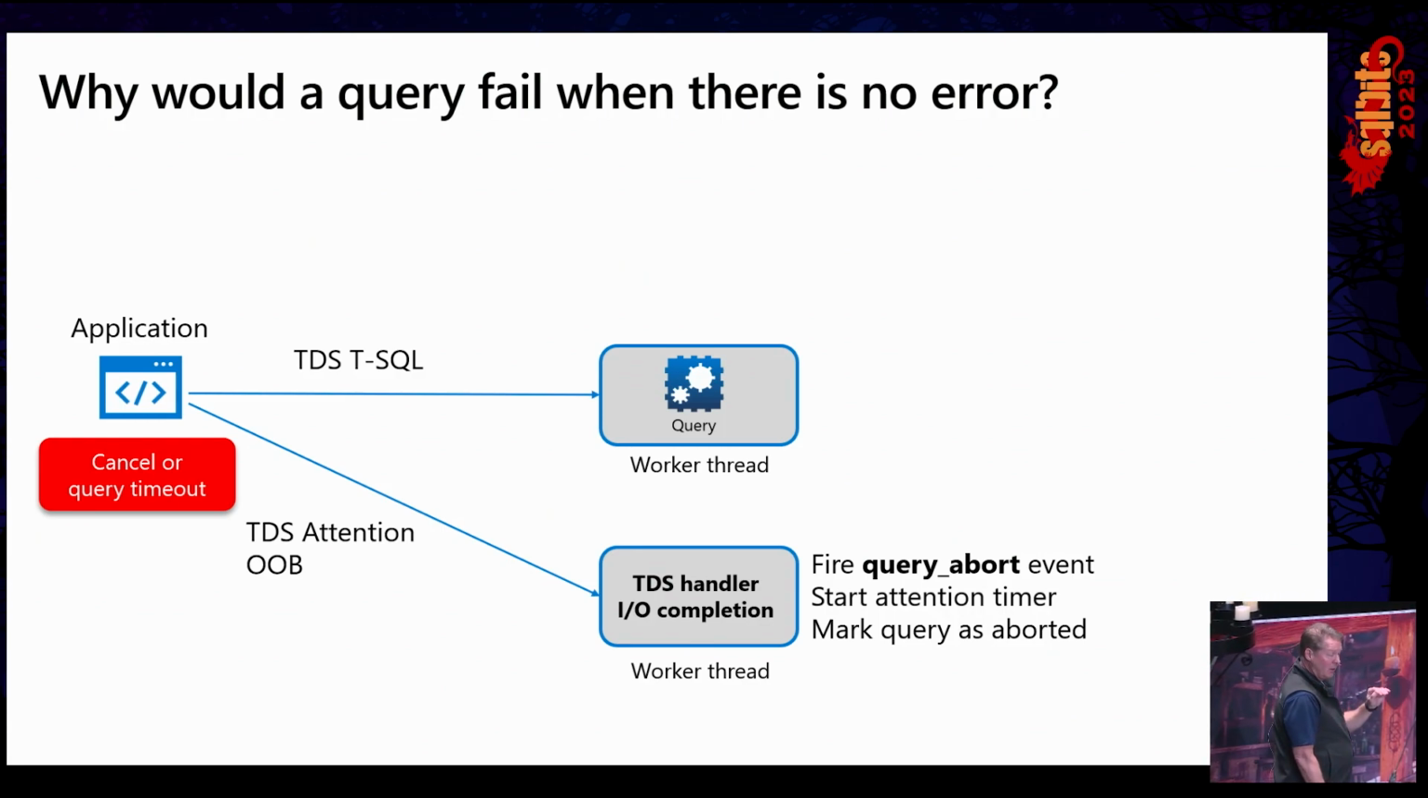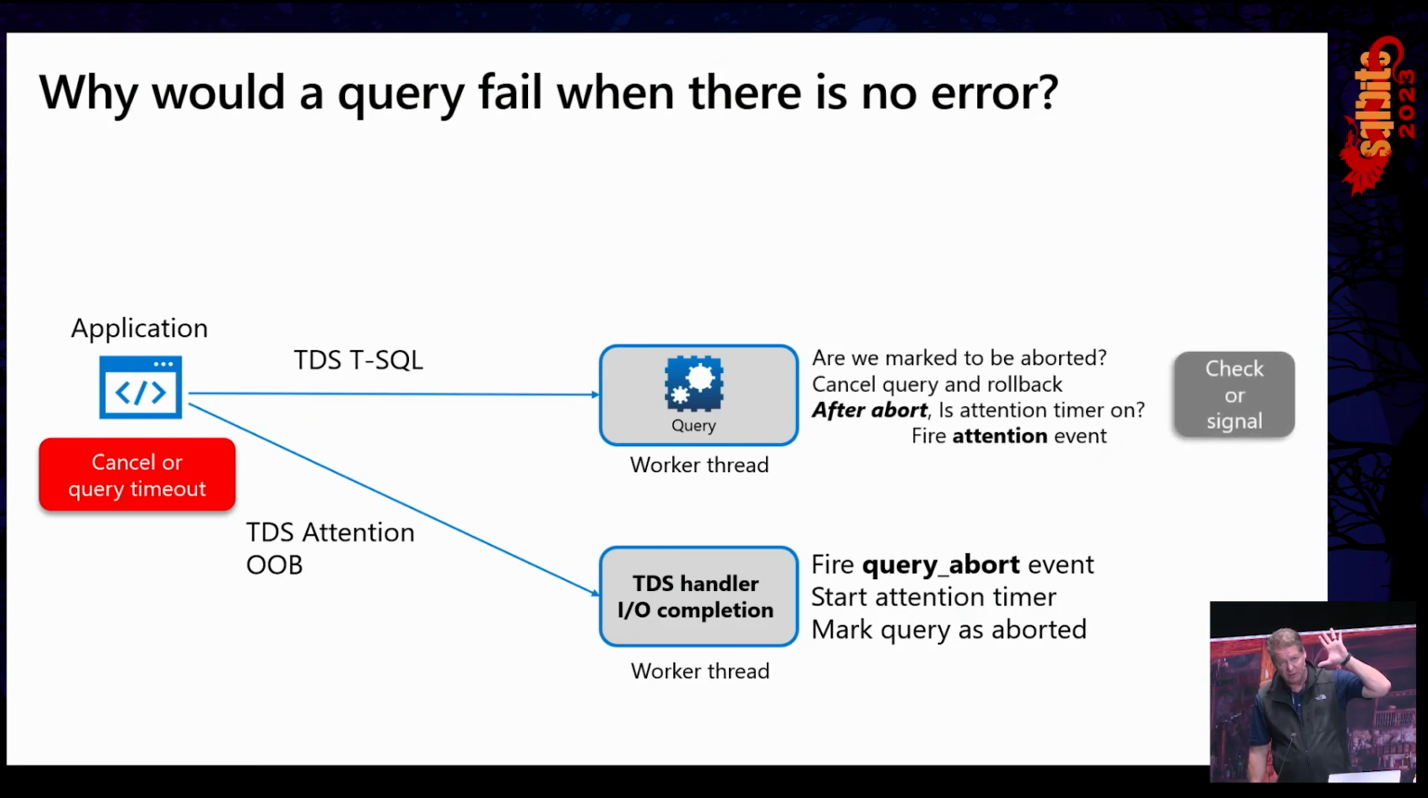So I've said, you know what, if I fire it right here, I can get the context of what that was doing. So he fires this abort event in the code, if you're listening in X event. We mark like a timer for an attention, and we mark the query aborted. We mark something in a data structure so that when this query is running, it can periodically check and say, hey, should I be aborted? If it's blocked, we can signal it through SQL OS to say, you should cancel. The query cancels, it rolls back a transaction, and after that actually happens, the abort, it fires that attention event.